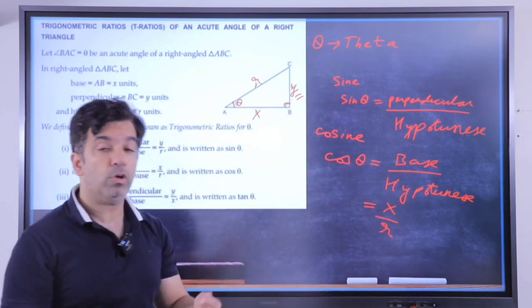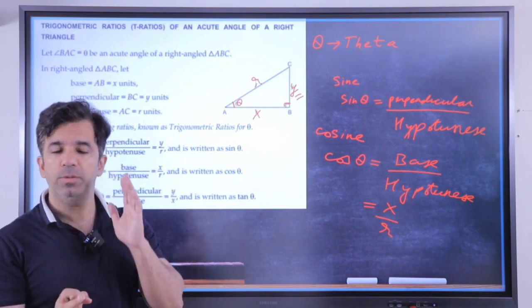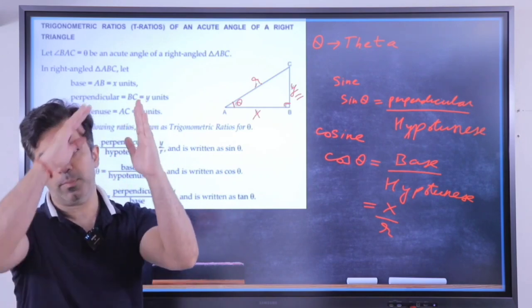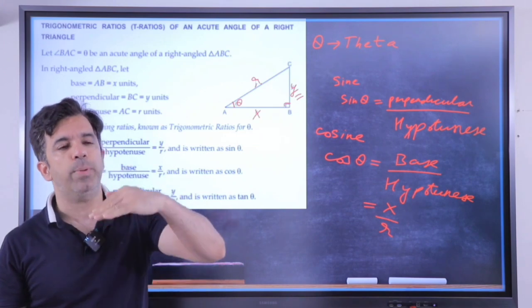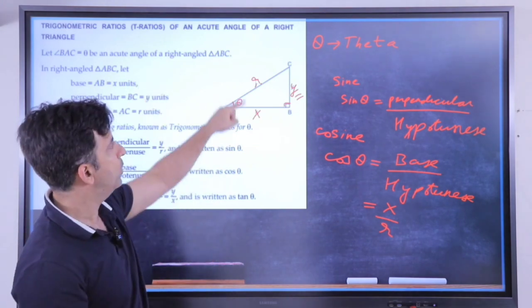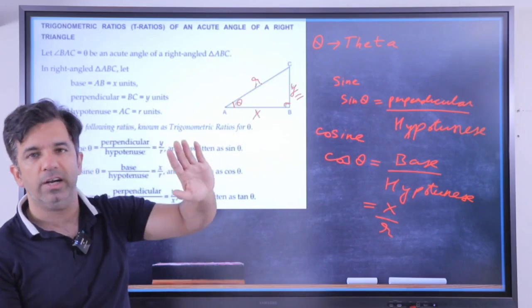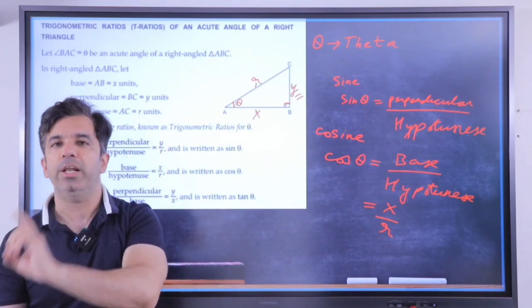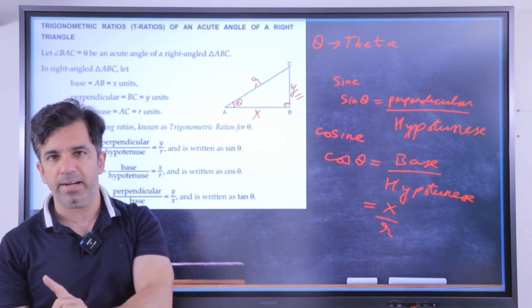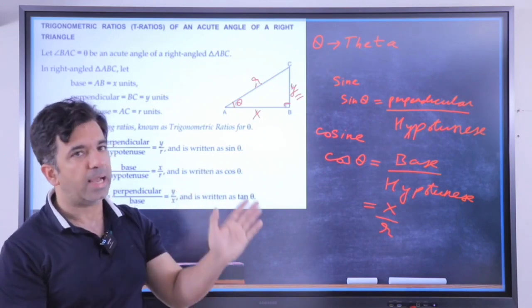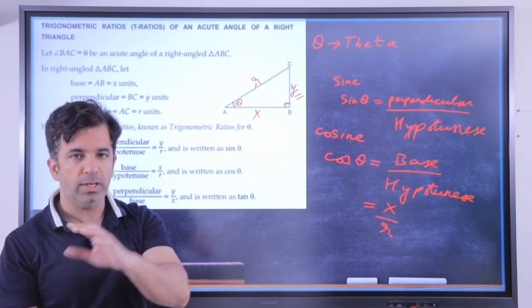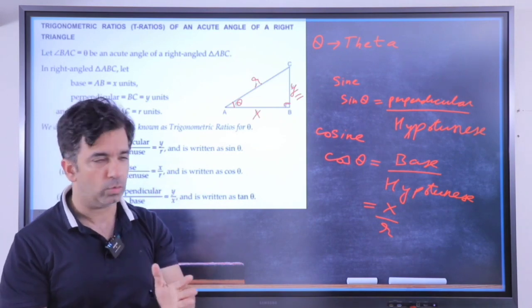So just remember that sin theta is perpendicular upon hypotenuse and cos theta is base upon hypotenuse, x upon r in this case. These are two simple terms. We have just learned two simple trigonometric ratios. One is sin theta and the other is cos theta. Sin theta is perpendicular upon hypotenuse and cos theta is base upon hypotenuse.